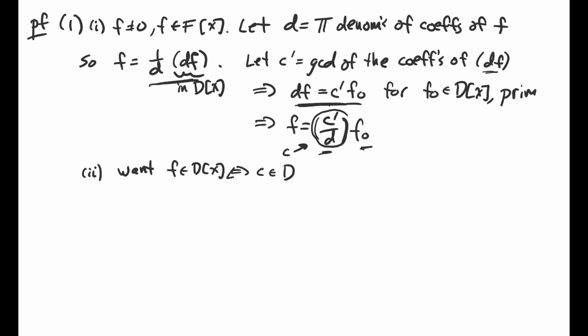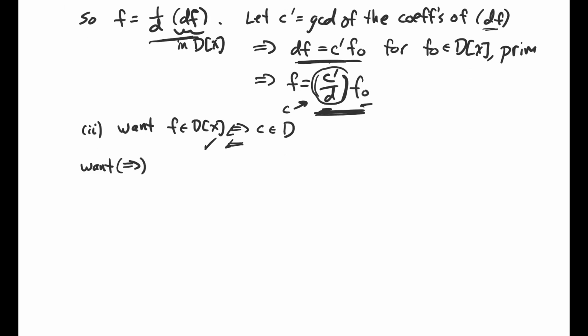All right, the second statement was that f was in D[x] if and only if that constant we pulled out was already in D. Now, obviously, if that c was in D and the f naught was in D[x], then of course their product would be in D[x]. So going this way is already done. What we want is the reverse direction.